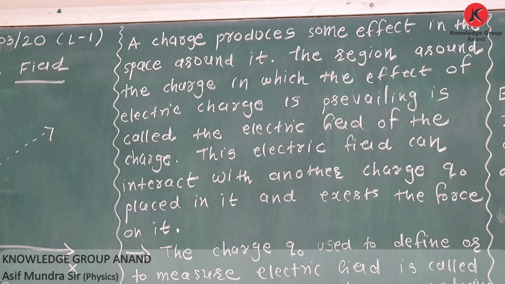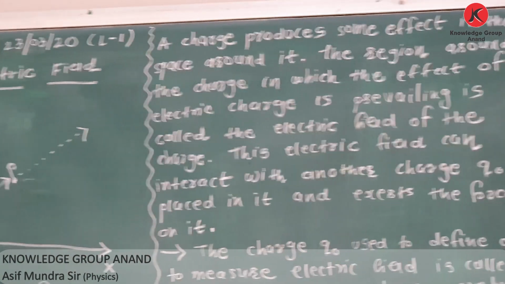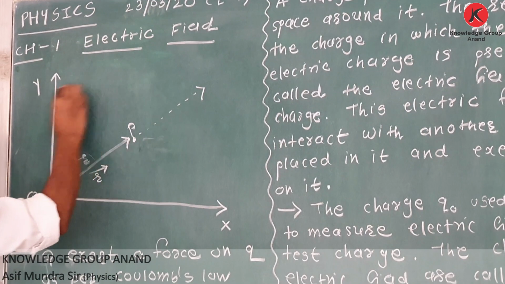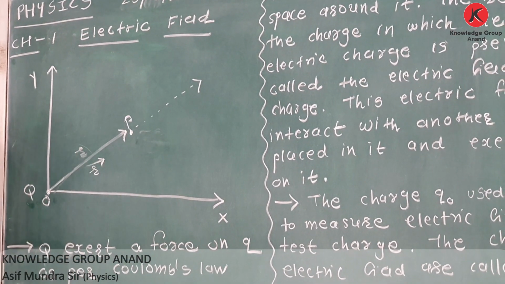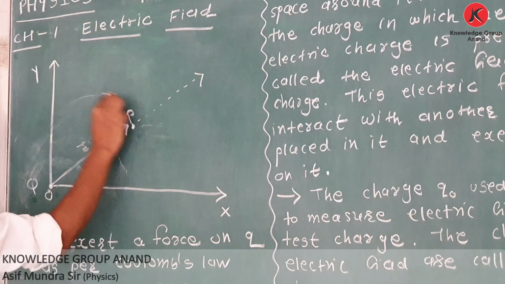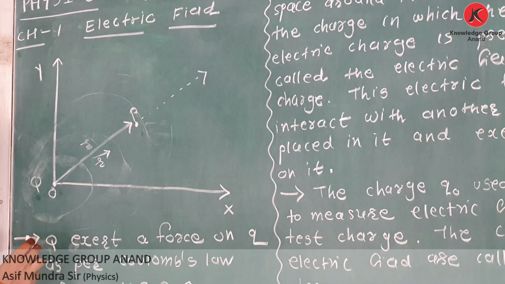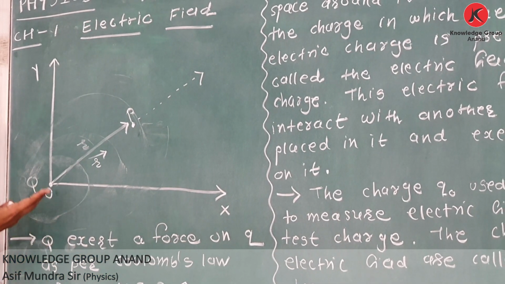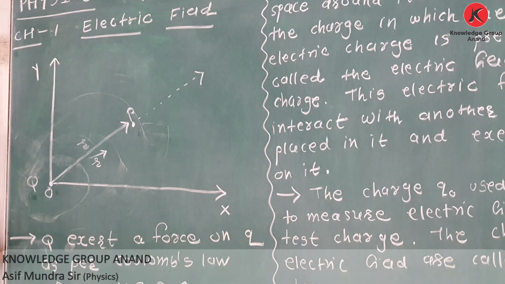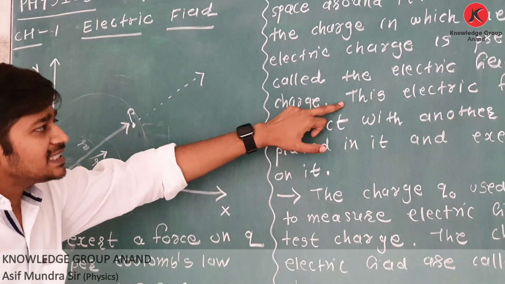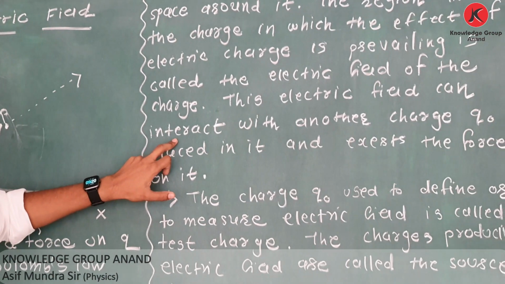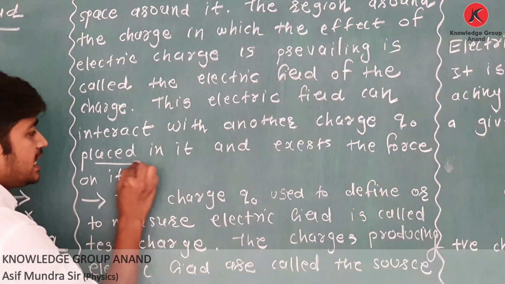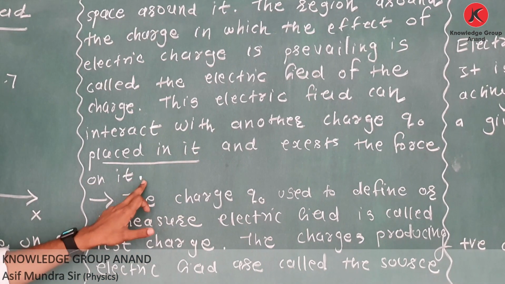Similarly, see here, at the origin, it is charge Q. This charge Q produces some effect around it, and this region in which this effect is acting is called electric field. This electric field can interact with another charge q0 placed in it and exerts a force on it.